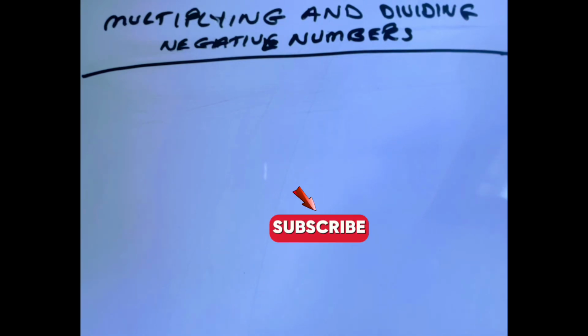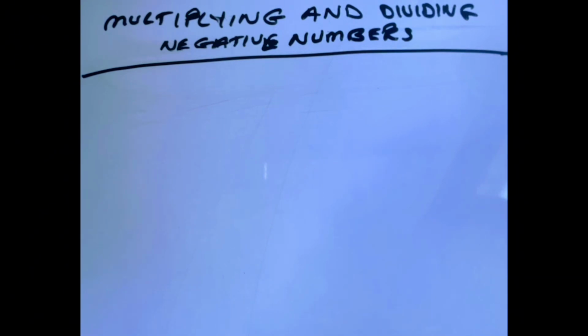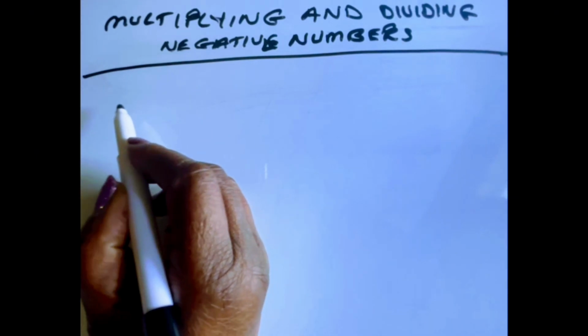Today we are going to be discussing multiplying and dividing negative numbers. Previously we spoke about the number line, so we are going to continue. We've already done addition, we've already done subtraction. Now we're going to multiply and divide negative numbers. There are specific rules you need to follow. I'm going to make this really easy for you.